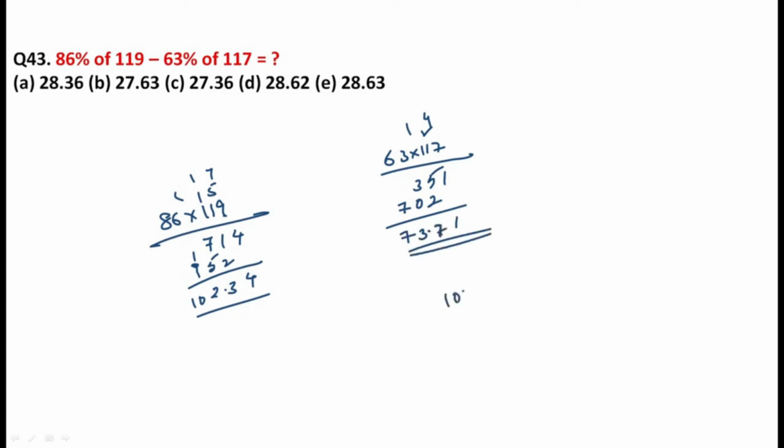Just find the difference here, 102.34 minus 73.71. 3 here, 6 here, the answer is 28.63. What is the value? We can replace this with a question mark.